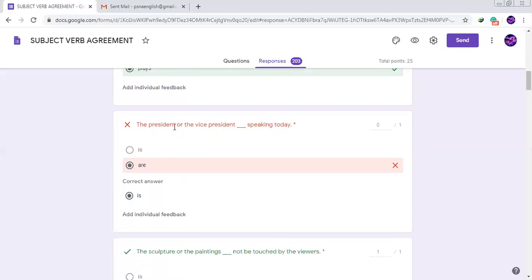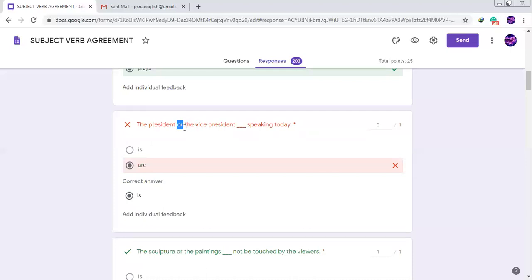And the third question: the president or the vice president. I told you, two singular subjects connected by or.